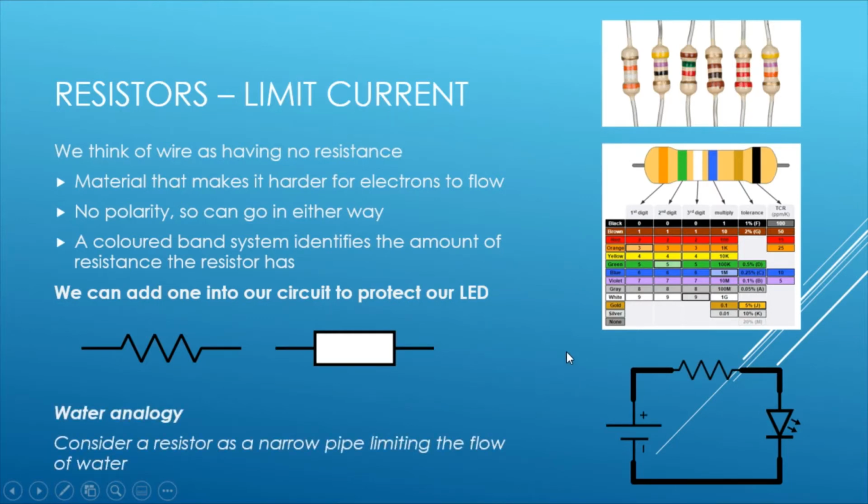And if you want to go back to that water analogy, remember a resistor is like a narrow piece of pipe limiting the flow of water. So now if we add a resistor of the right resistance, we will prevent our LED from blowing up because we will limit the big current coming through. Okay, so let's take a look at that.